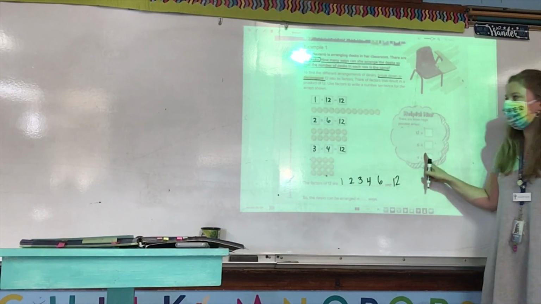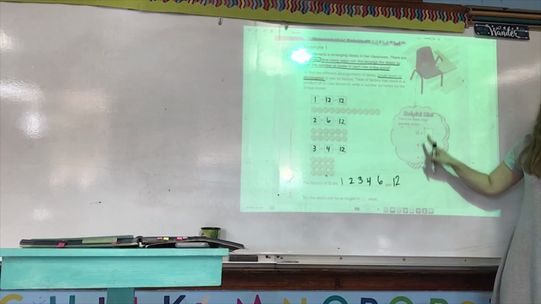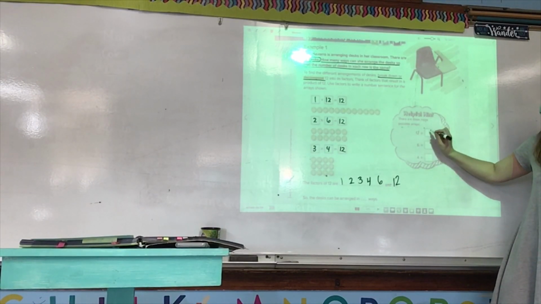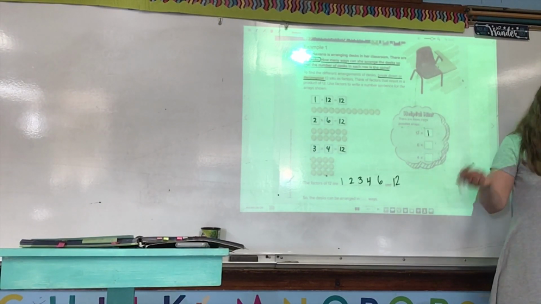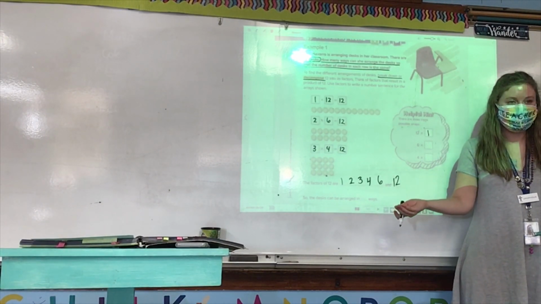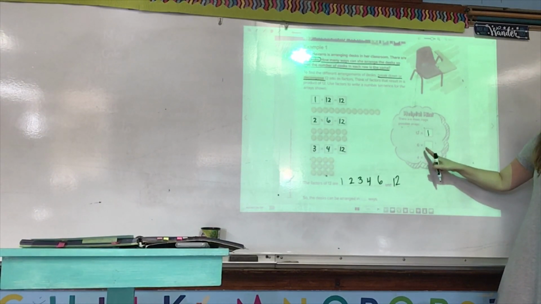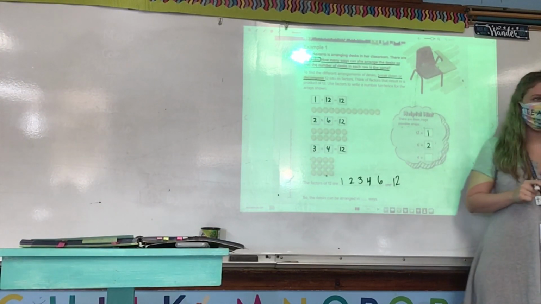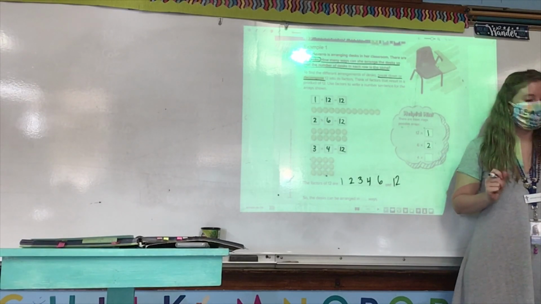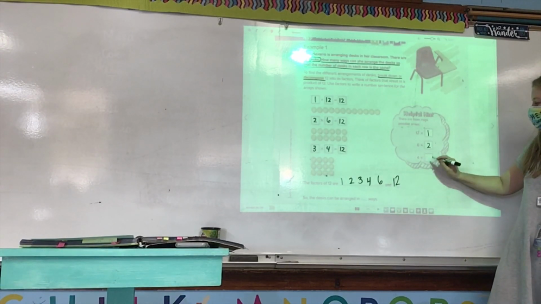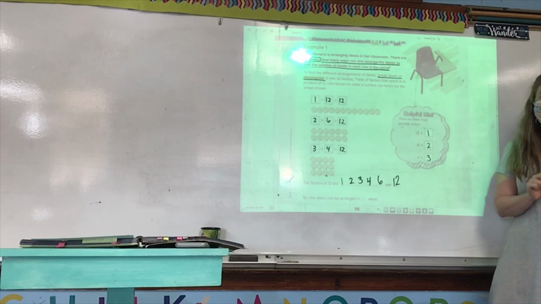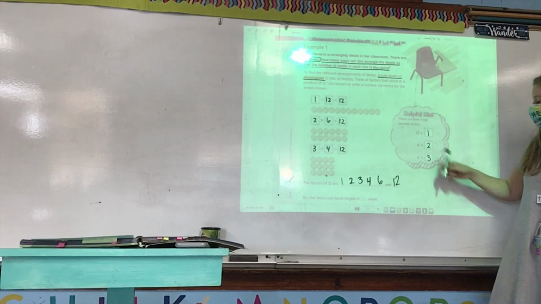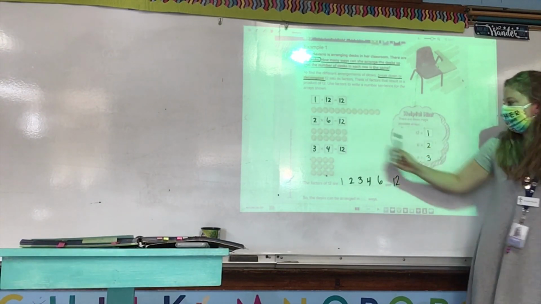Now there are some other possible arrays, but I'm not going to use any new numbers because I could put it in 12 rows with 1 column. 12 times 1 is what, class? 12. I could put it in 6 rows with 2 columns because 6 times 2 is what, class? 12. I could put it in 4 rows with 3 columns because 4 times 3 is 12.